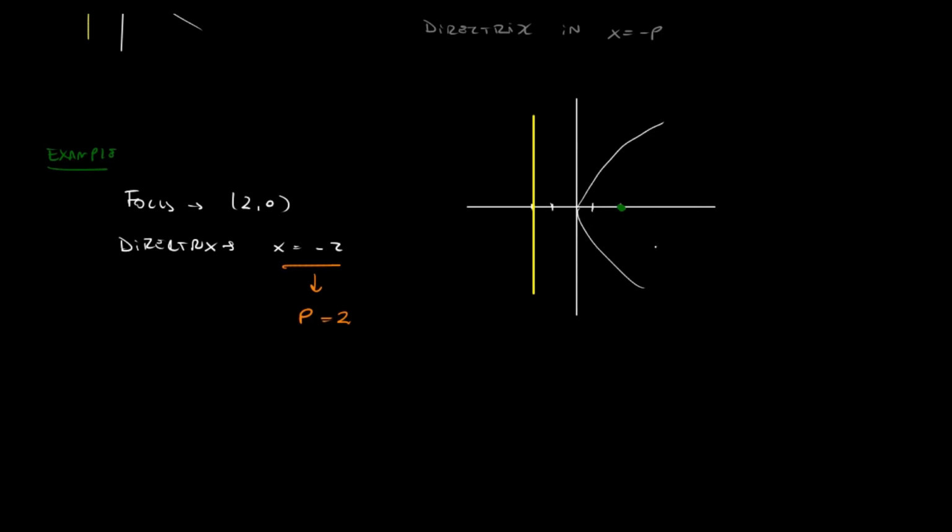And the equation, first notice it is horizontal, so it will be y squared equals 4px. And we said that p was equal to 2, so y squared equals 4 times 2, which is 8x.